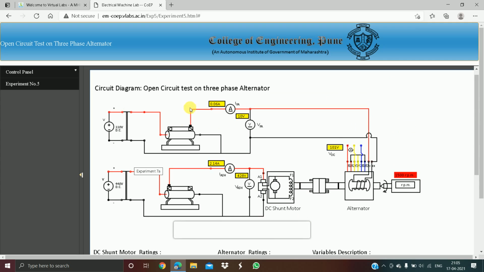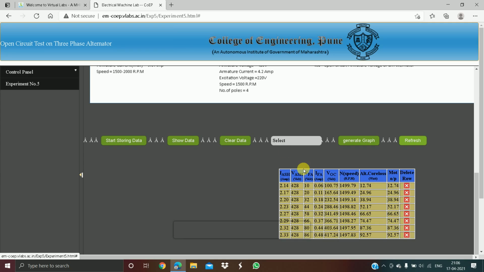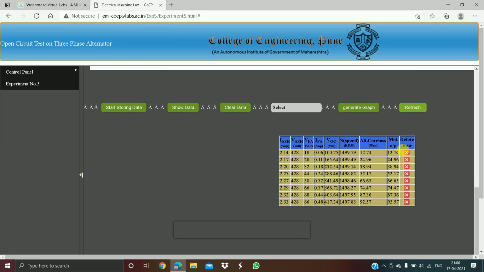Likewise, we need to repeat it for 6 to 7 readings. Now we have taken several readings and we have stored the data. Now you can see several values.